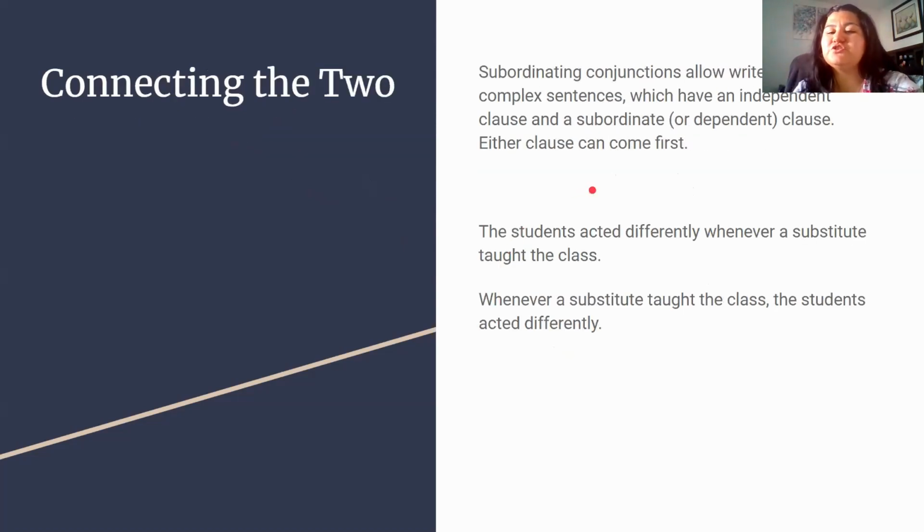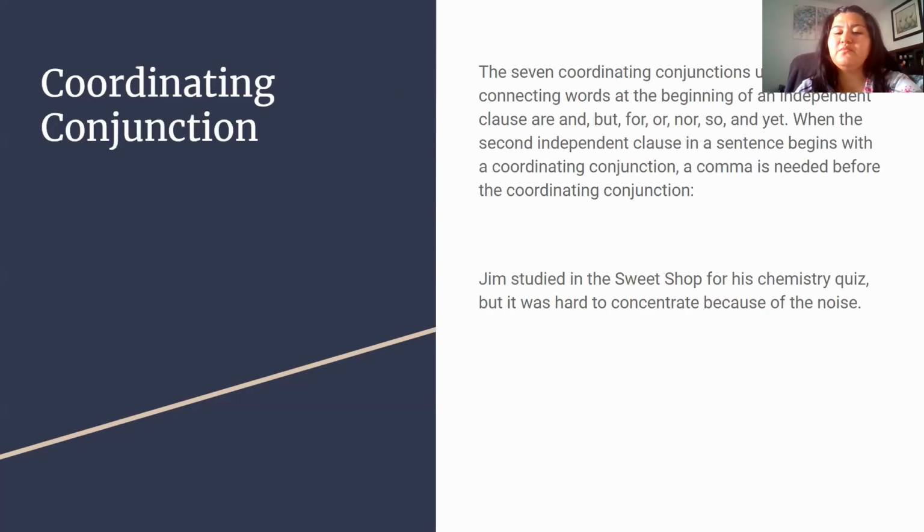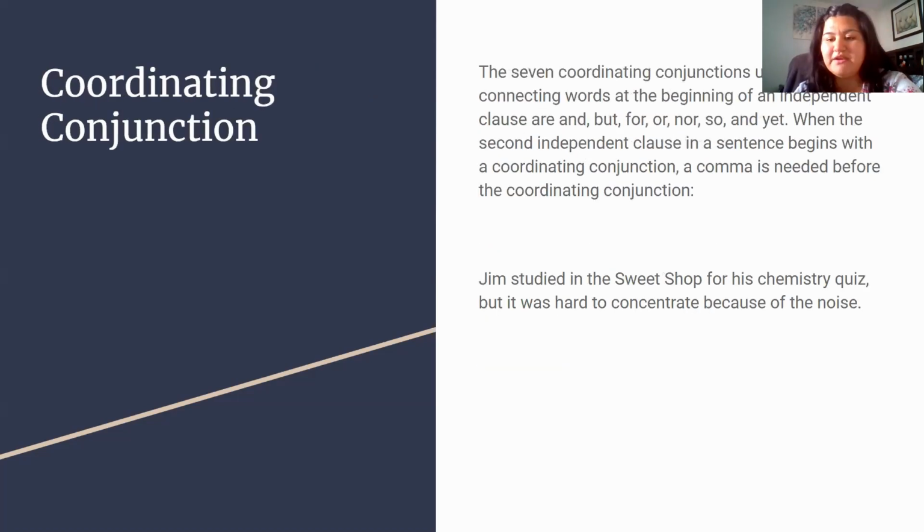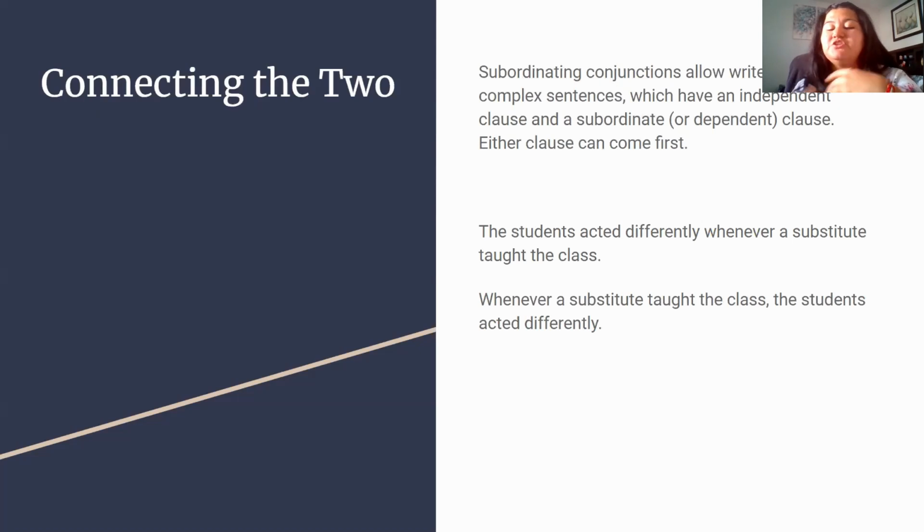They allow the readers to construct complex sentences which have an independent clause and a subordinate, which is pretty much just a dependent clause. So subordinating conjunctions mean the same thing, bringing them together. Either clause can come first. So here we had our independent and then our dependent, and then here we had our dependent and then our independent. So this is pretty much just showing you an example of how you can have either one and it works.